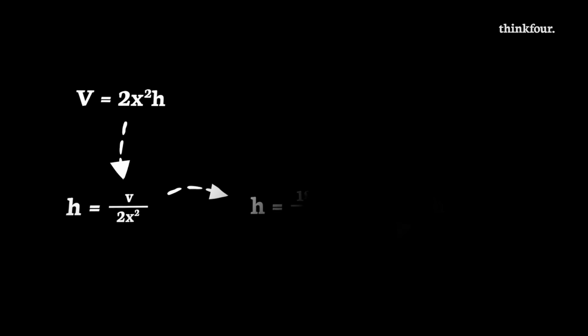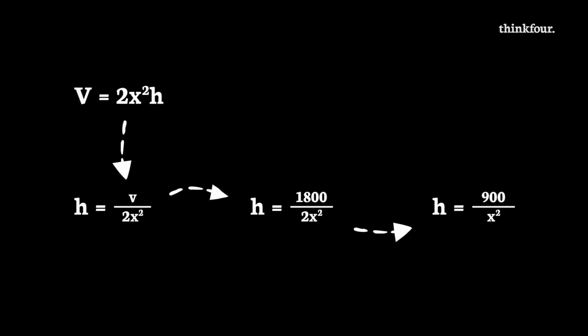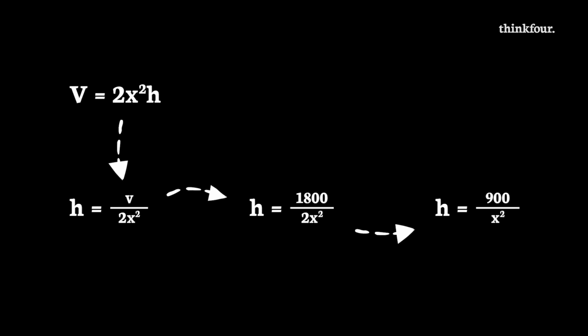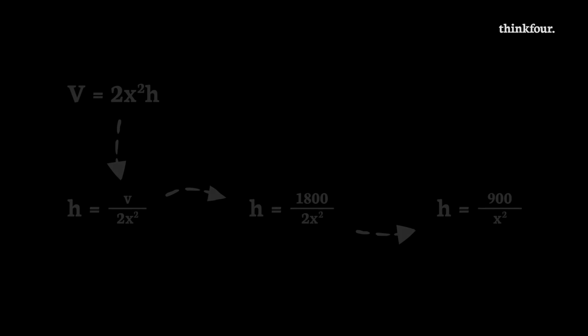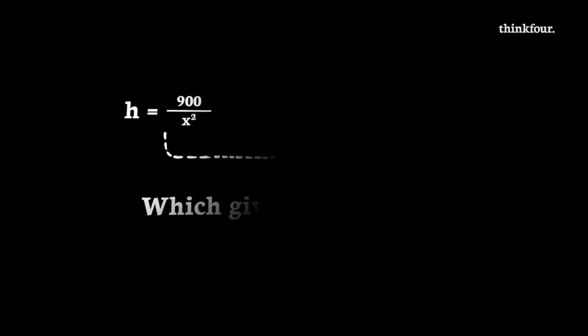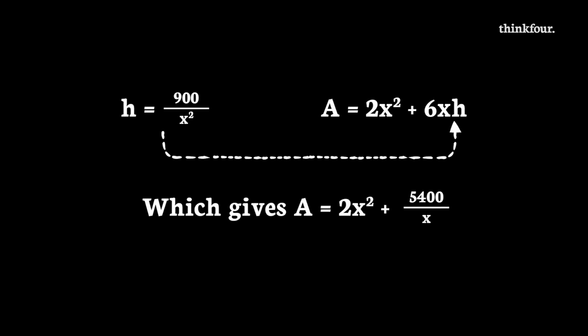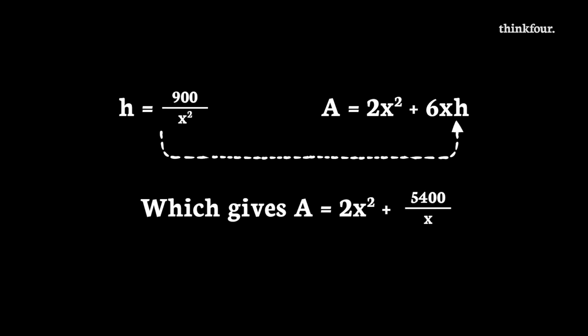The area expression we need to get to has no h in it, so we rearrange the volume formula to make h the subject, giving h equals 900 over x squared, and then we substitute it into the area expression to get the area formula required by the question. There is usually a fair bit of algebraic manipulation involved, so be careful. You should practice these part A questions and try not to avoid them.